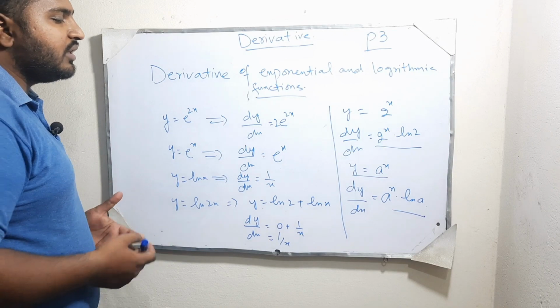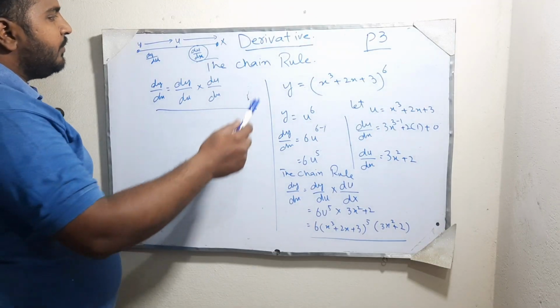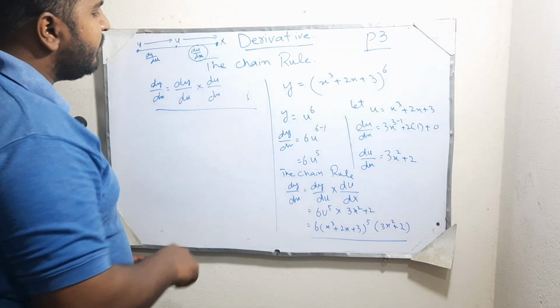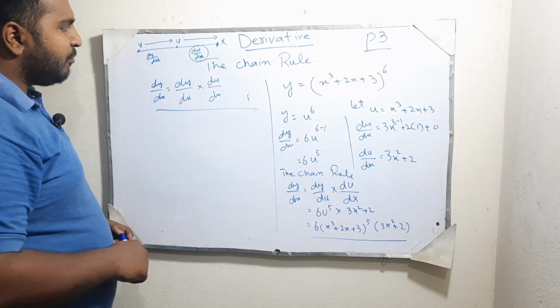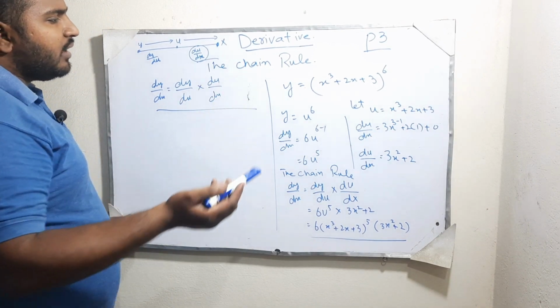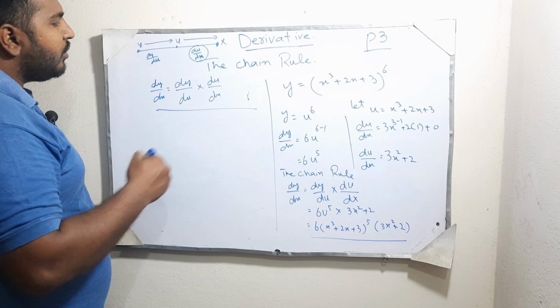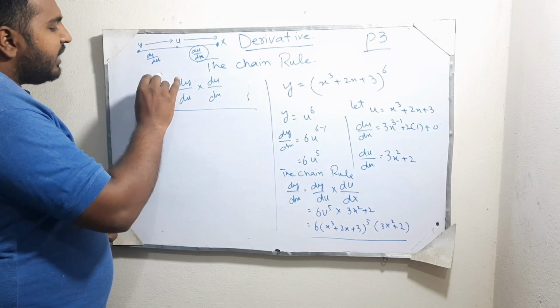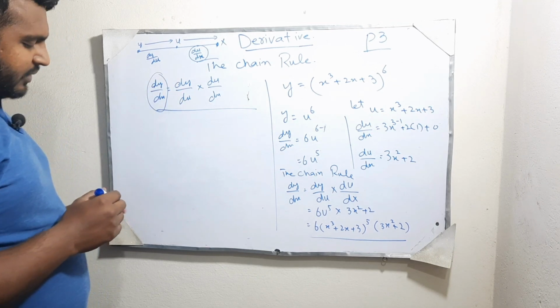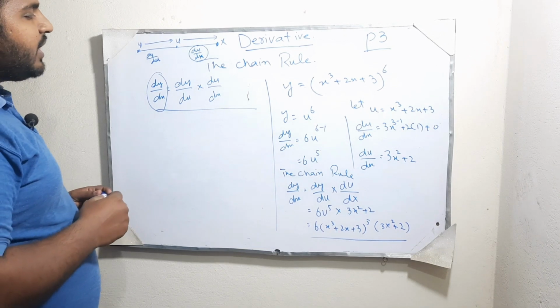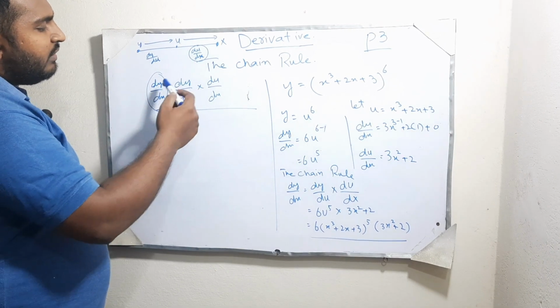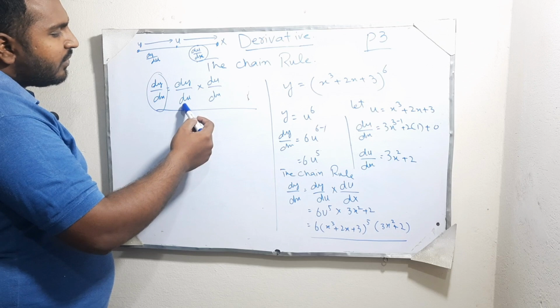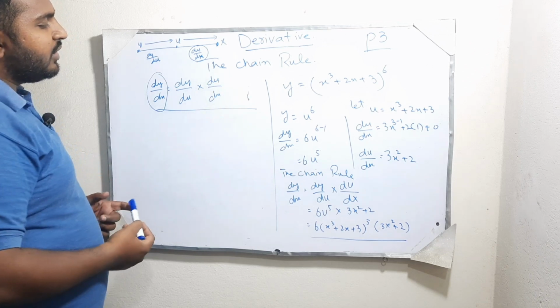Now we are moving toward the chain rule. We will talk about the chain rule. Chain rule is like a formula. If we want to differentiate y with respect to x, then we will have a parameter like u. We will go from y to u and then u to x.